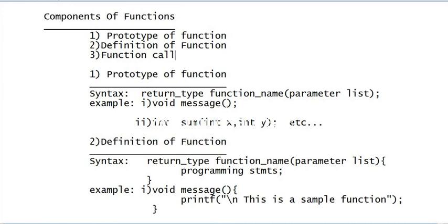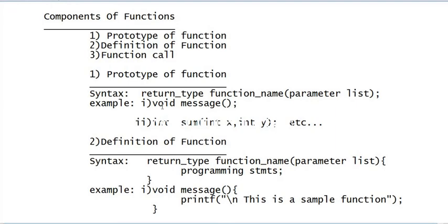So how to write a function? The first part of the function is the return type, and after a space we write the function name, and within the open and close parentheses we give the parameter list or argument list. If there is more than one parameter, they should be separated with commas. For example, here it is void message open and close parenthesis semicolon. This is a function prototype.